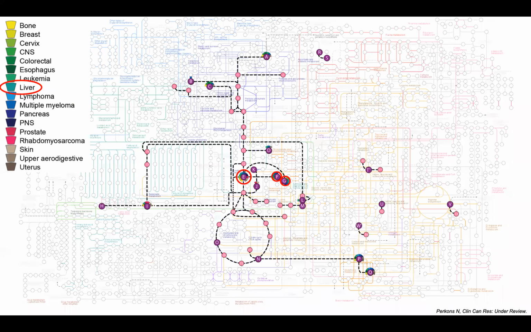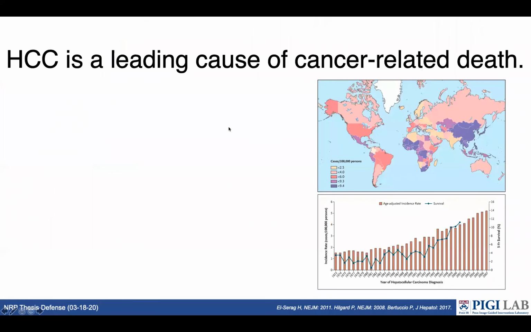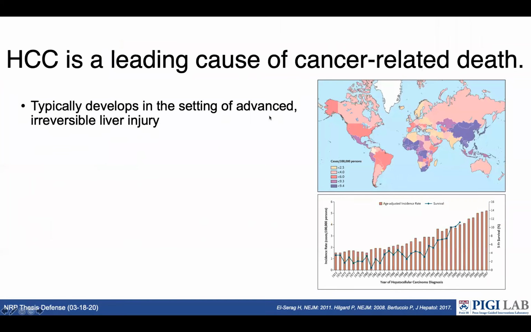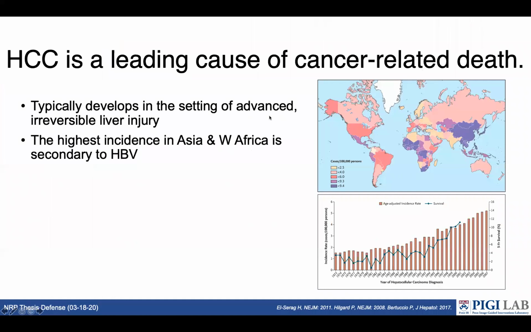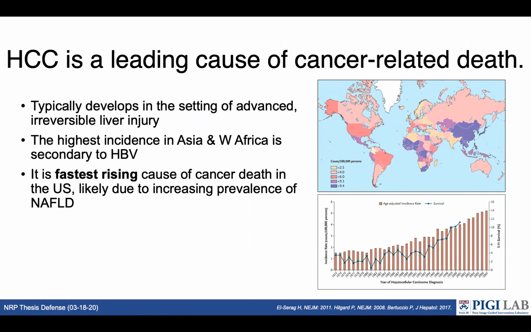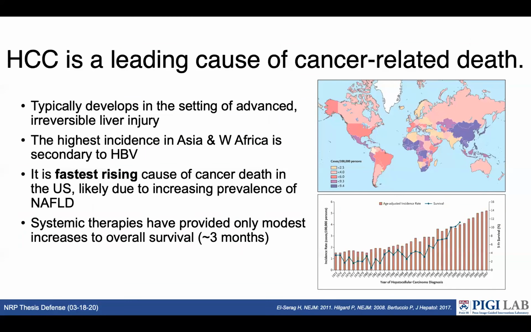As I've alluded to a few times already, I decided to focus on liver cancer, and in particular, the most common form of liver cancer, which is hepatocellular carcinoma. Hepatocellular carcinoma is a leading cause of cancer death, and it typically develops in the setting of advanced irreversible injury. It's very prevalent in Asia and West Africa due to hepatitis B virus. It's the fastest rising cause of cancer death here in the United States, mostly because of the increasing prevalence of non-alcoholic fatty liver disease. And unfortunately, systemic therapies have only provided modest increases to overall survival.